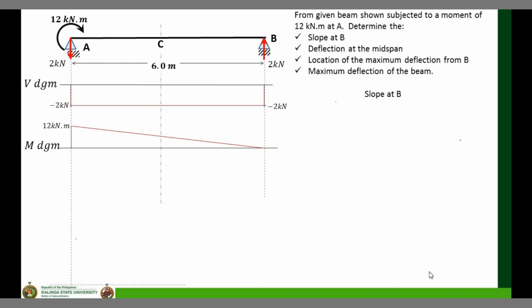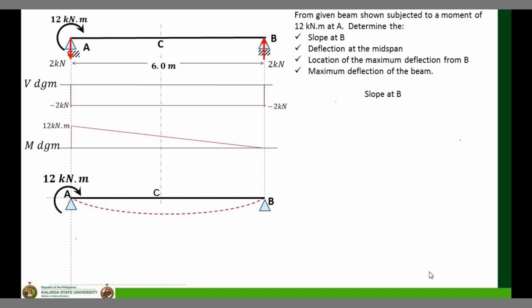Bakit pataas? Kasi po clockwise yung direction ng aking moment at point A. So, since na-drawing na natin yung moment diagram for this problem, we can now solve for the slope at B. How do we do that? I'm going to draw my elastic curve. So, yung aking beam AB most likely will deflect like that. So, ang elastic curve ko, yung nakikita nyo dyan sa screen ninyo na broken line.